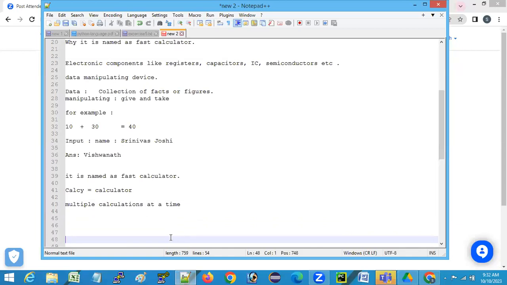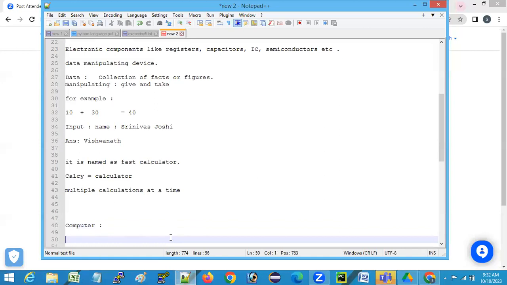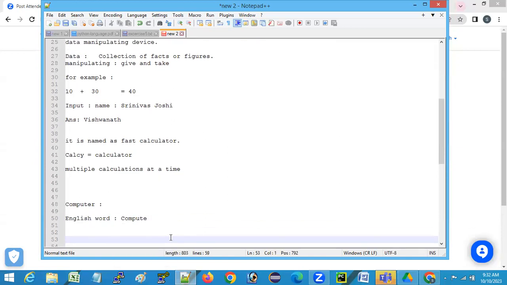Now the next question is why this computer is named a computer only. Why are other names not available? So this particular answer is like this. The English word compute is available. Compute, I think you have heard this one, the English word compute.